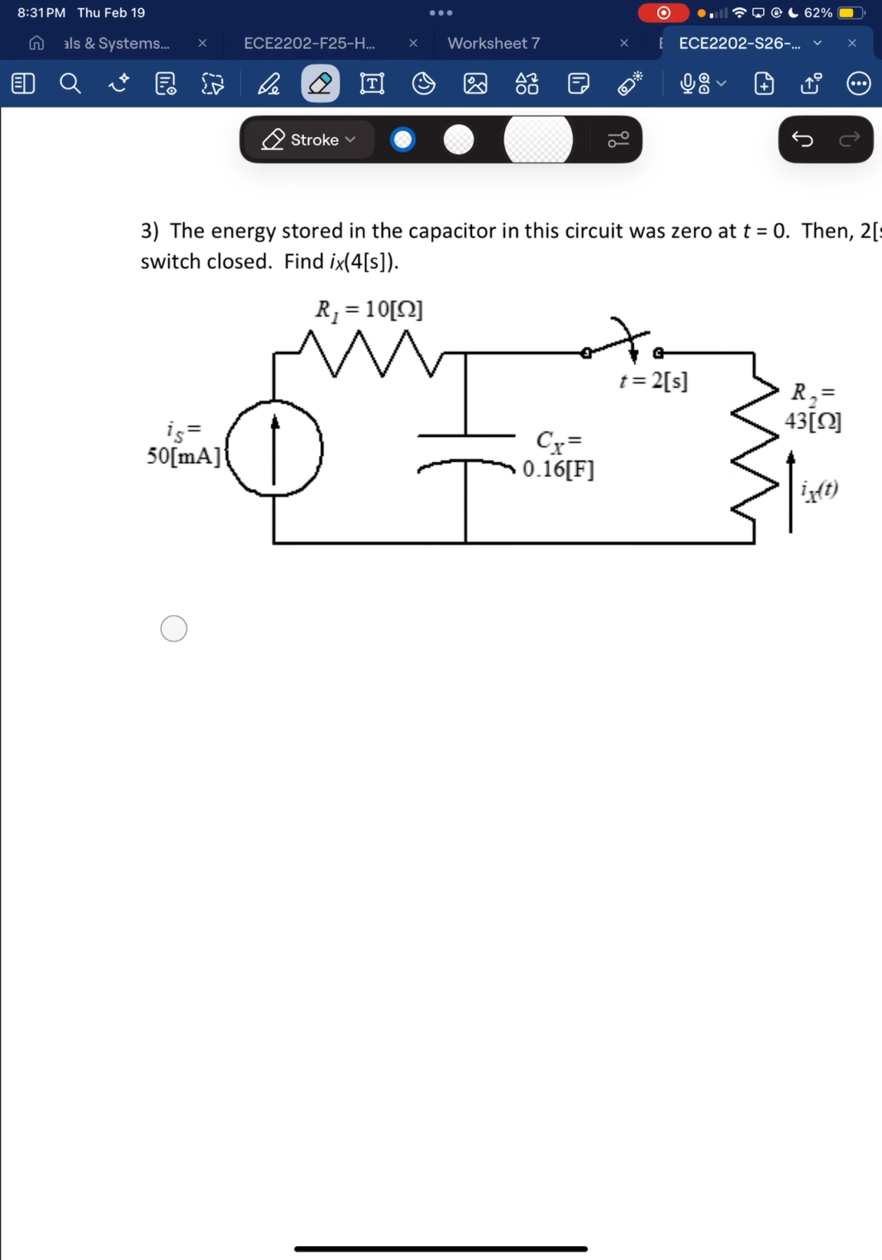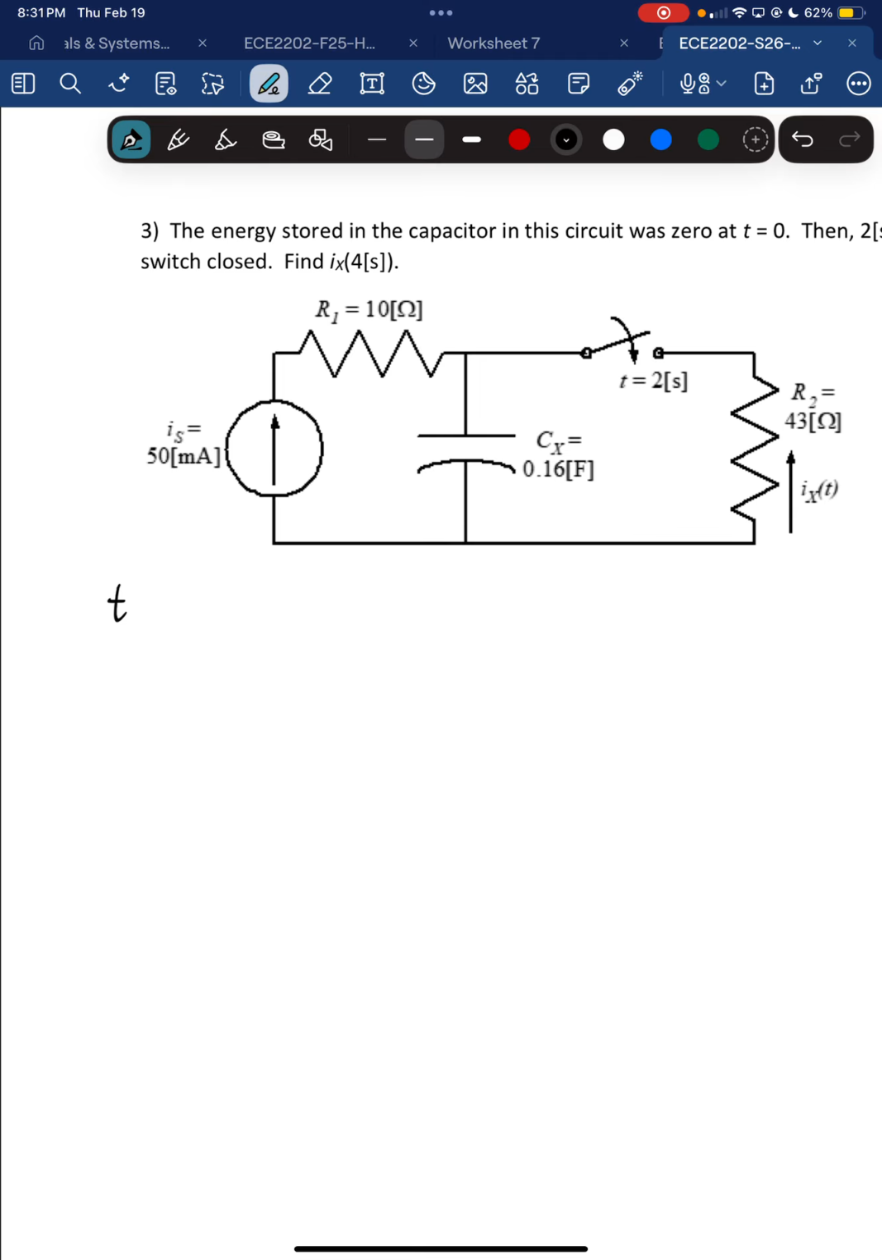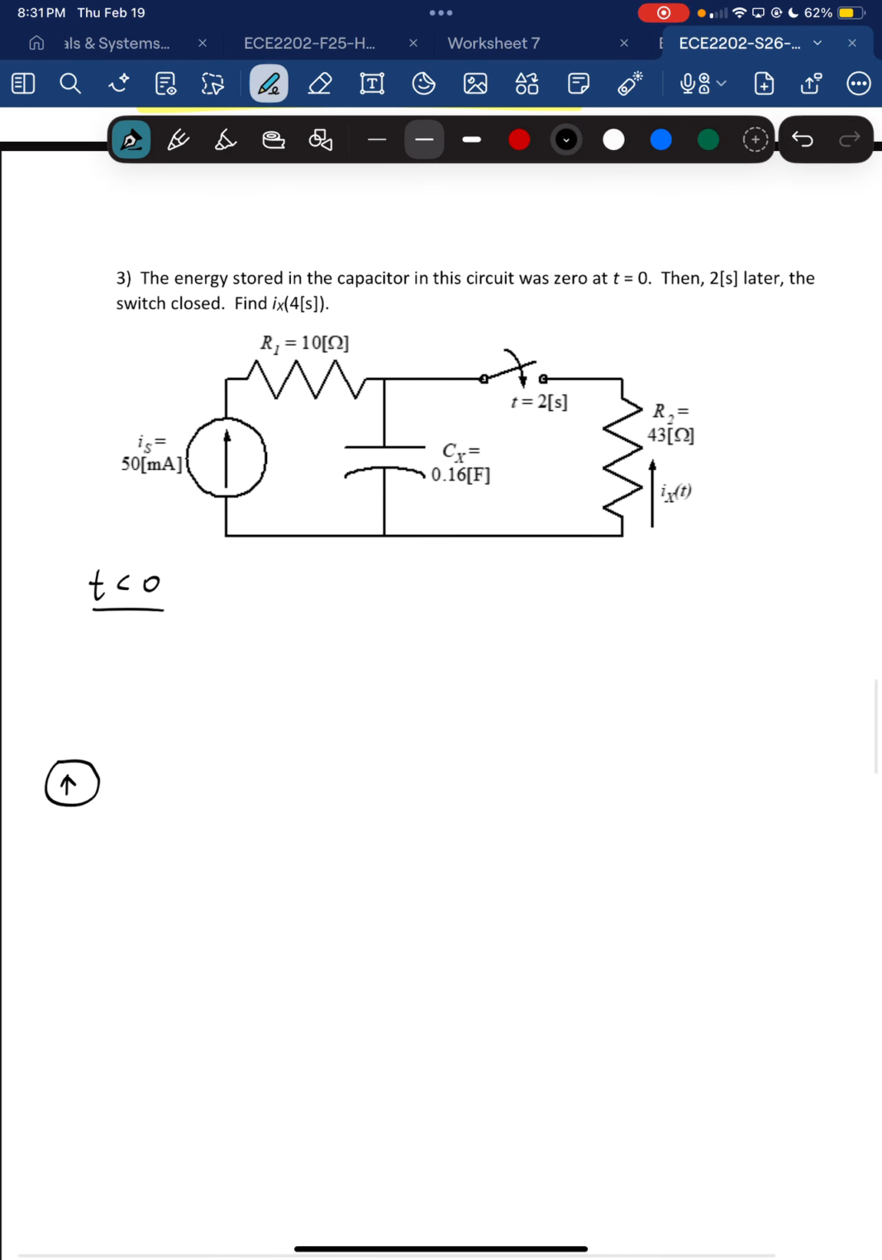Okay, so we're gonna first draw the circuit for t less than 0. And that's gonna look like this. And as you know, with capacitors, after a long time, at steady state, they become open circuits, right? Do you see anything wrong with this circuit? Yeah, right. Isn't this a bit of a contradiction, if you will?